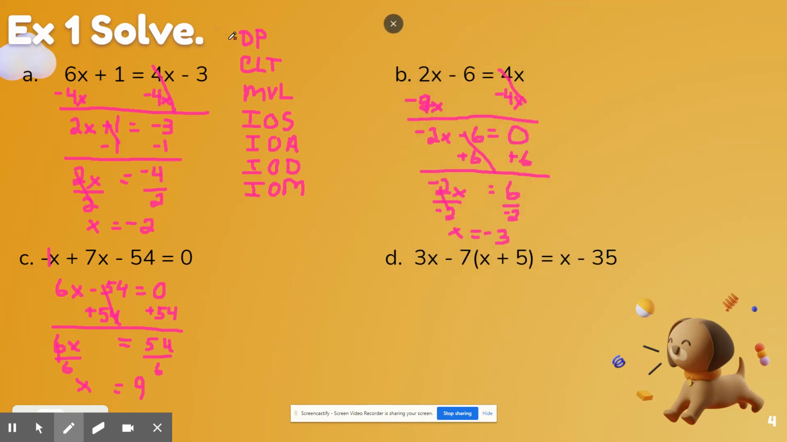For this one, we're going to go through distributive property first. We're going to do negative 7 times x, so we get negative 7x. Negative 7 times 5 is negative 35. Everything else just drops straight down.